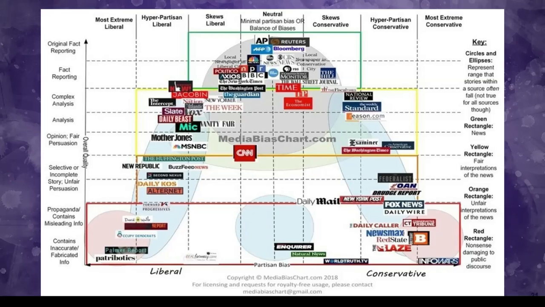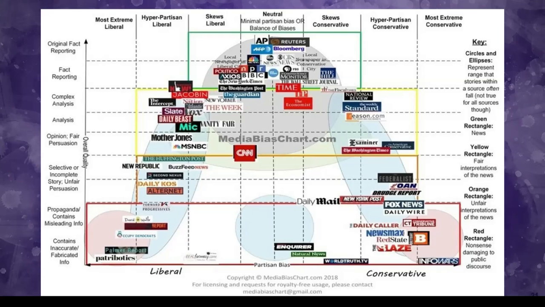Now going from top to bottom, the top is going to be original fact reporting, or just straight fact reporting. These are going to be the most reliable, accurate news sources out there. As you move farther down, you're going to get down into selective, incomplete story, propaganda, or fabricated information. And you really want to be aware of where they fall within this bell curve.